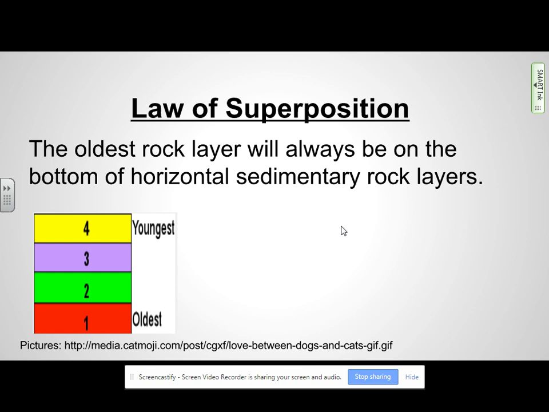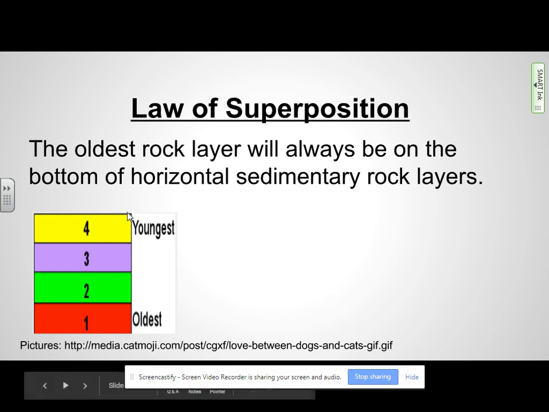So the law of superposition, you want to take a moment to write this down. The law of superposition states that the oldest rock layer will always be on the bottom of horizontal sedimentary rock layers if they are undisturbed. So as you write that down, again, feel free to pause the video.